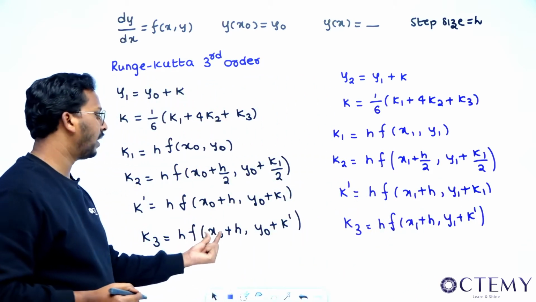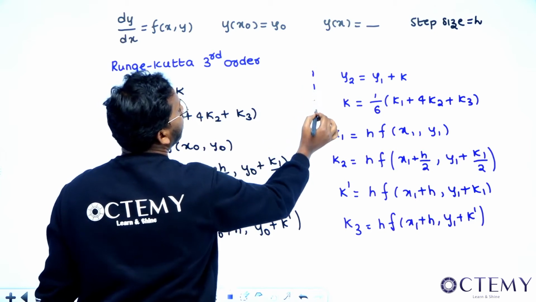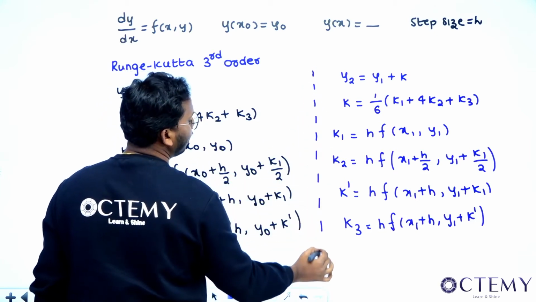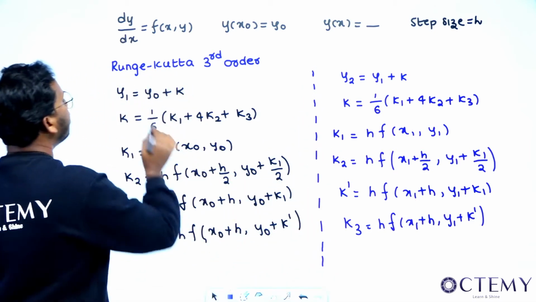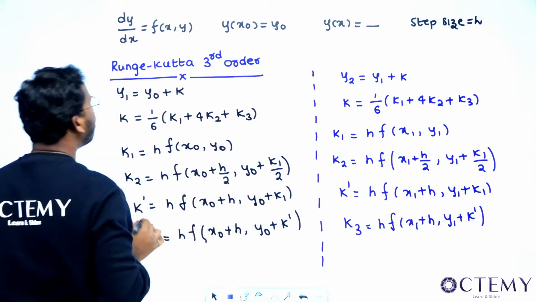Simply replace your x0, y0 with x1, y1 and you will get your iteration. So however many steps you want, you can calculate the steps like this. This is your Runge-Kutta third order method. Why is it called the third order method?